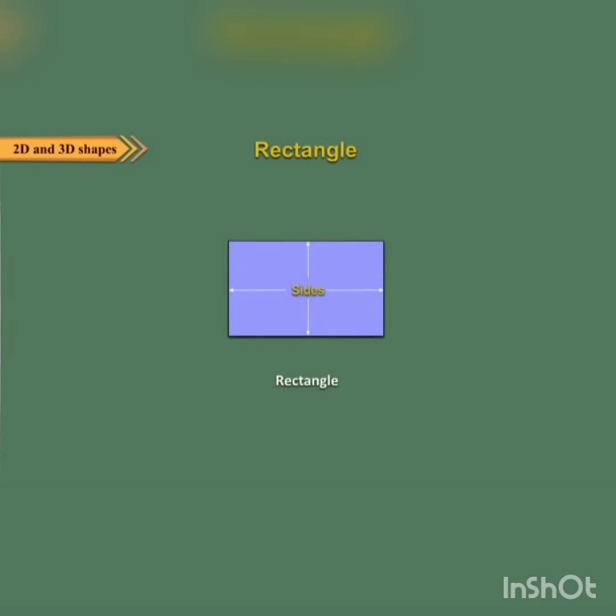Then rectangle. A rectangle has four sides: one, two, three, four. In the rectangle, opposite sides are equal, and it also has four vertices.